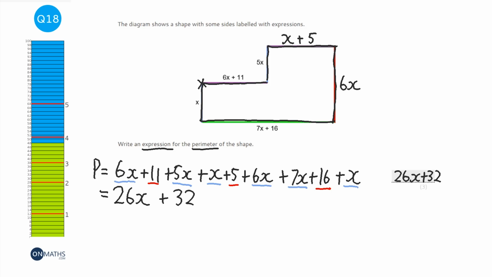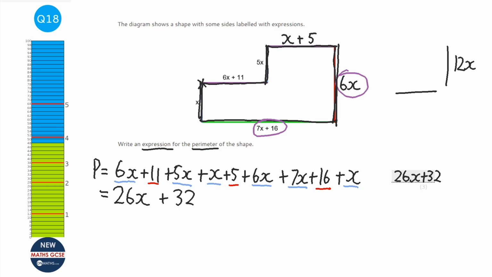Now, a different way I could have done this is just focused on this one and doubled them. Now let's have a look and see how that works. If this length here is 6x, then these two here would add together to make 6x. So in total we have 12x going down. All the ones going across is going to be double this one. So it's all going to add together to make 14x plus 32. And then if you add those together, that would also give us the 26x plus 32.